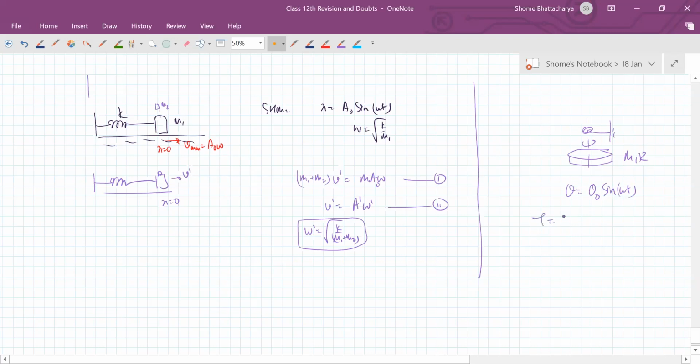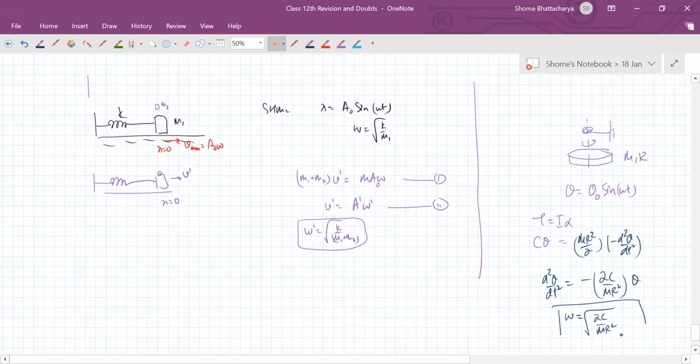So your torque is equal to I alpha. So torque will be c theta into mr square by 2, moment of inertia is mr square by 2, into minus d2 theta by dt square. So that's your angular harmonic motion dynamic equation: minus 2c upon mr square theta. So your omega is square root of 2c upon mr square. This is what is happening initially.